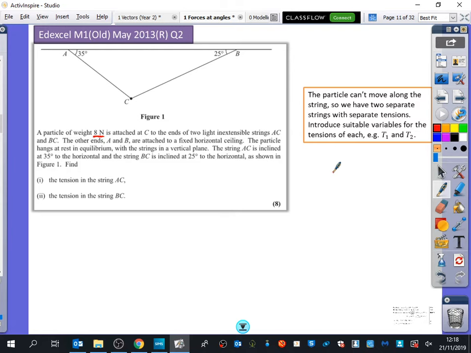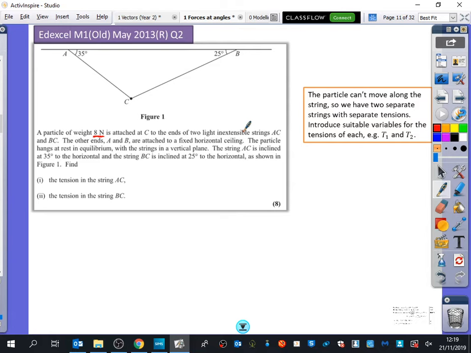How did I know that you can't move along the string? Because it says that the particle is attached at C to the ends of two light strings. It says it's definitely two separate strings and it's in equilibrium. So one of these is going to be higher tension. One of these is kind of a tighter, more taut string. It's not actually necessarily tighter, but that's how it would feel if you were to touch the strings. One would feel like it had more tension in it.